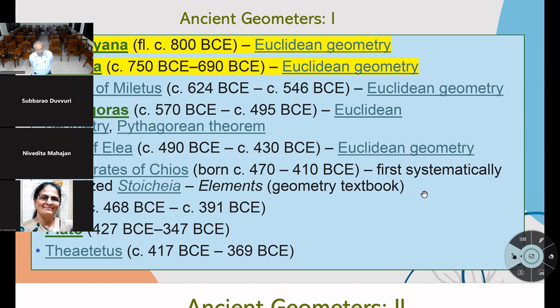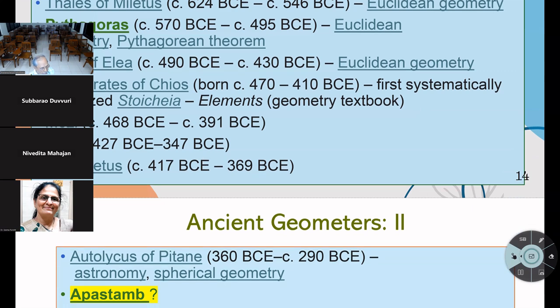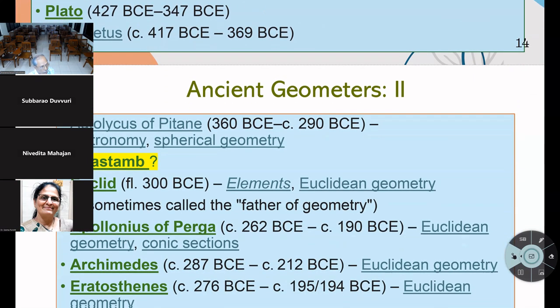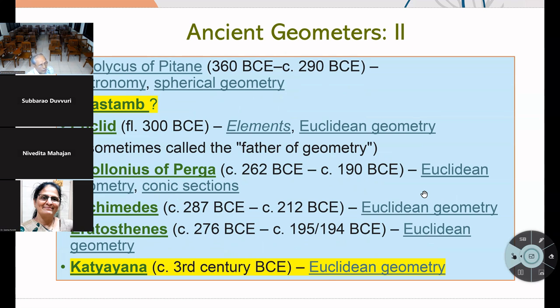Then you see many Greek mathematicians. So Pythagoras, everybody knows Pythagoras, Zeno of Elea, Hippocrates, Plato, and others. Many other Greek mathematicians are there. There is a big series of mathematicians from the Greek side. So Apastamba is also from India again, and you see Katyayana in the 3rd century BCE. They can be before also, but we don't know exactly.